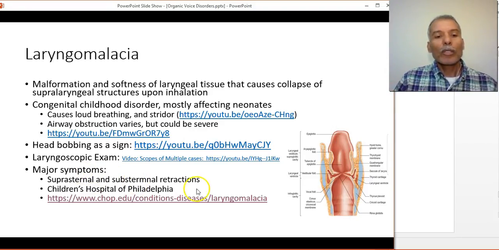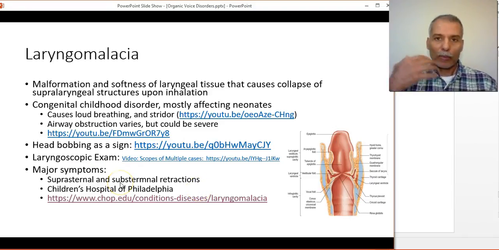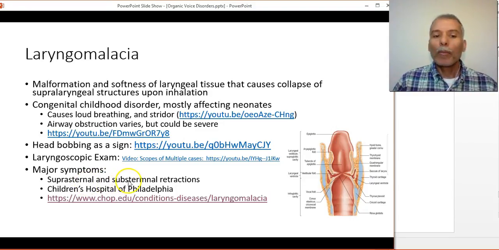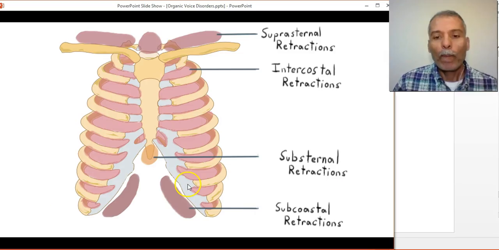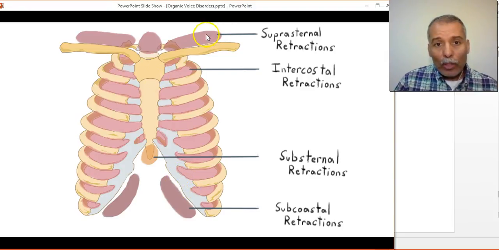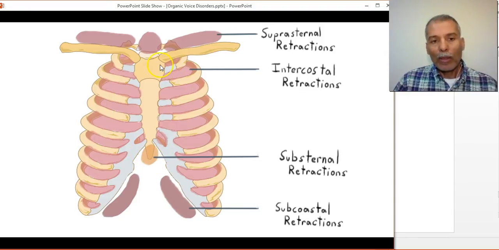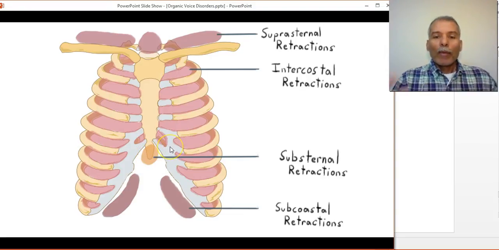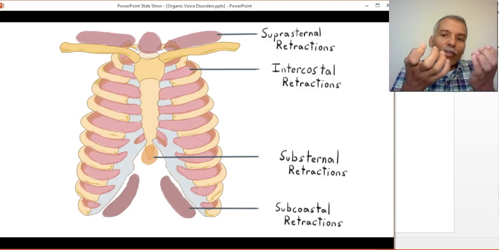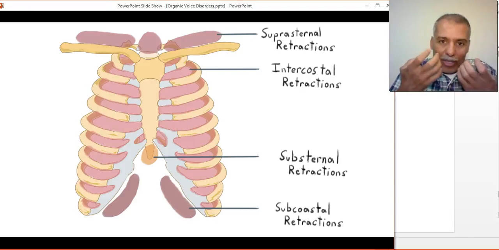Then the major physical symptoms include suprasternal and substernal retractions. Let me show you what these are. So here's the sternum, and there are substernal areas. All of that's going on beneath the level of the sternum, either beneath the manubrium or beneath the very end of the sternum. Basically, a retraction means the tissue is drawn in, is sucked inward.